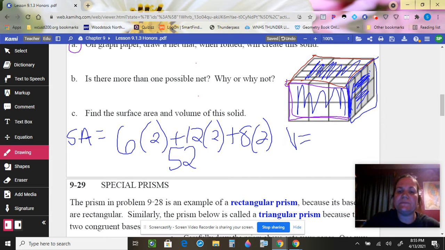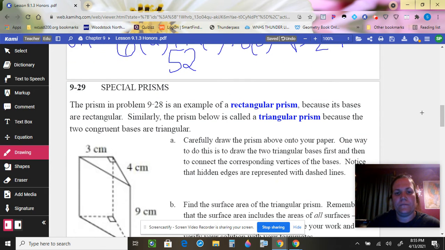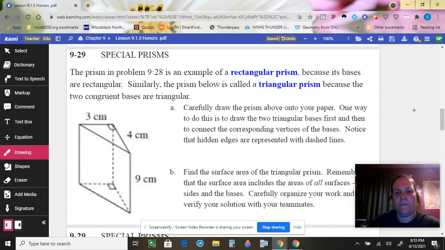And then the volume, you should just be able to count up your pieces. So if I count up all of those, I should get 24. Okay, so now let's say I take all the blocks away. So we had the rectangular prism and that was nice. But now what if it's a triangular prism?